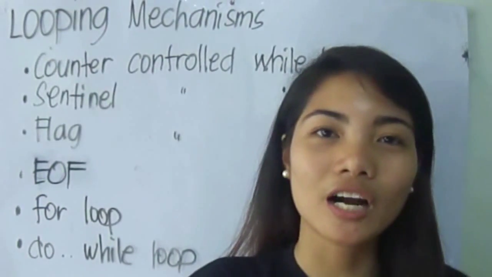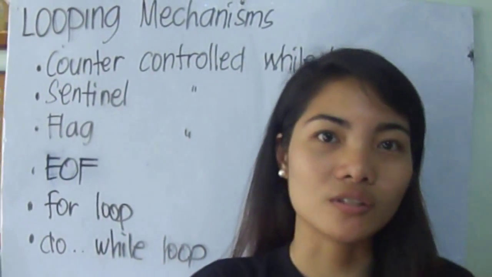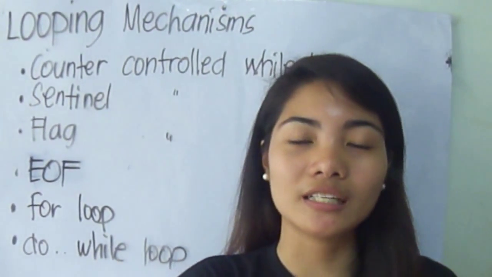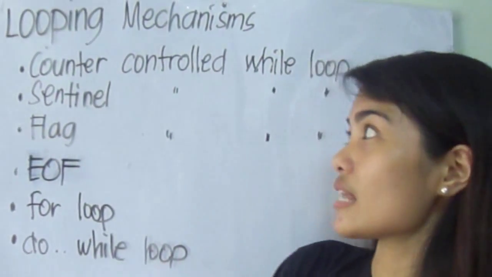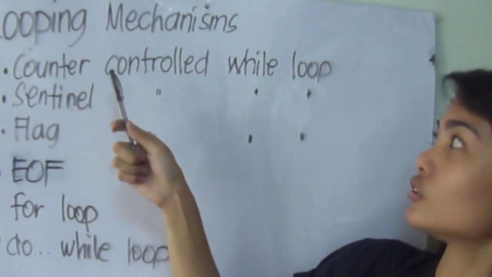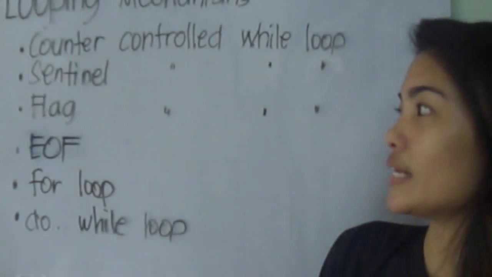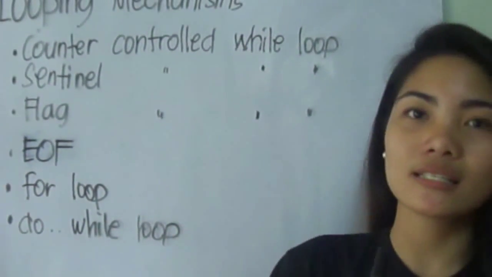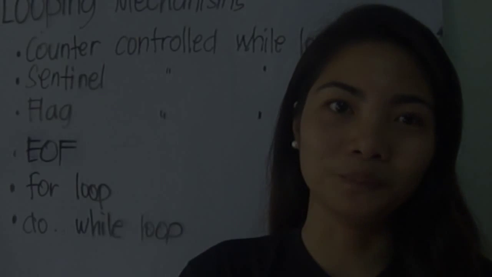In repetition, there are looping mechanisms. The first one is the while looping structure, and its components are initialization, condition, increment, and decrement. These have 4 types: the counter-controlled while loop, the sentinel-controlled while loop, and the third one is the flag-controlled while loop, in which a Boolean value is used to control the loop.